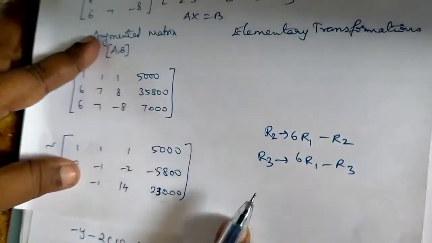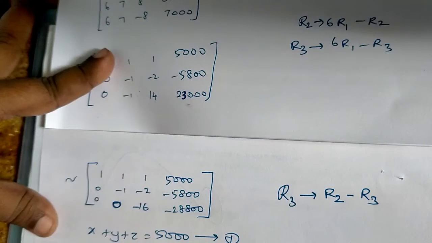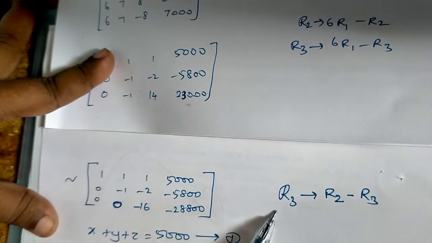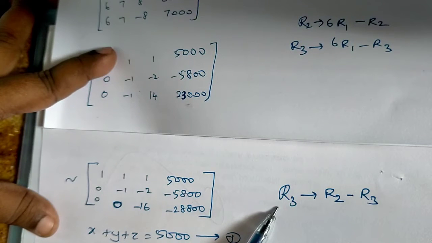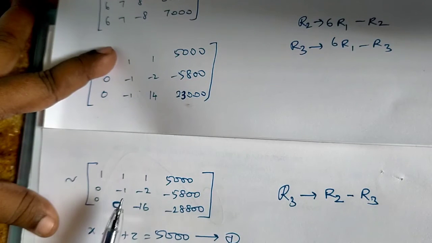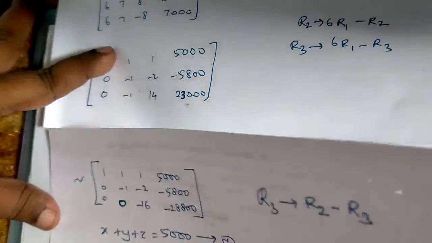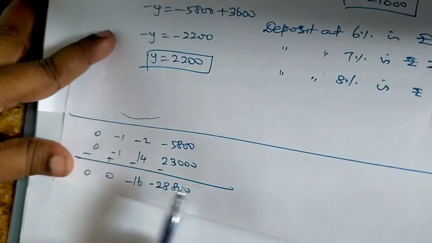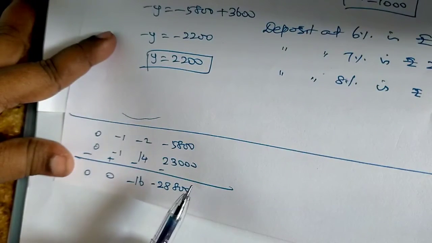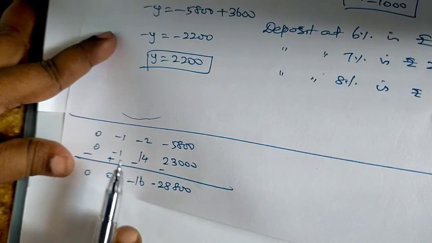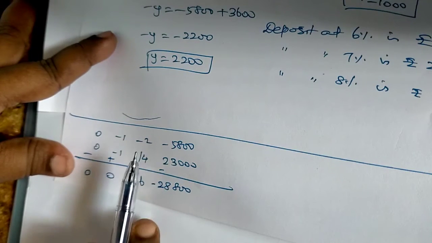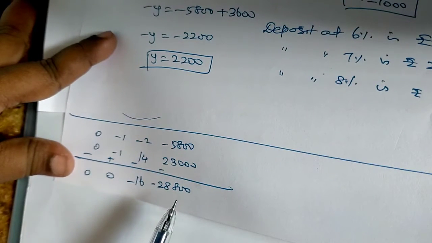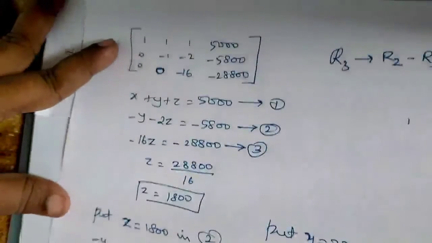Okay, let us move to the next work. Row 2 minus row 3 implies row 3. You can again use the rough column, children, for doing this. Minus 1 minus 1, minus 2 minus 14. This is the rough work. You can write row 2 and row 3 as it is. Change the sign throughout so that you can make it 0, and this becomes minus 16 and this becomes minus 28,800. Okay, you can replace that row 3 now.